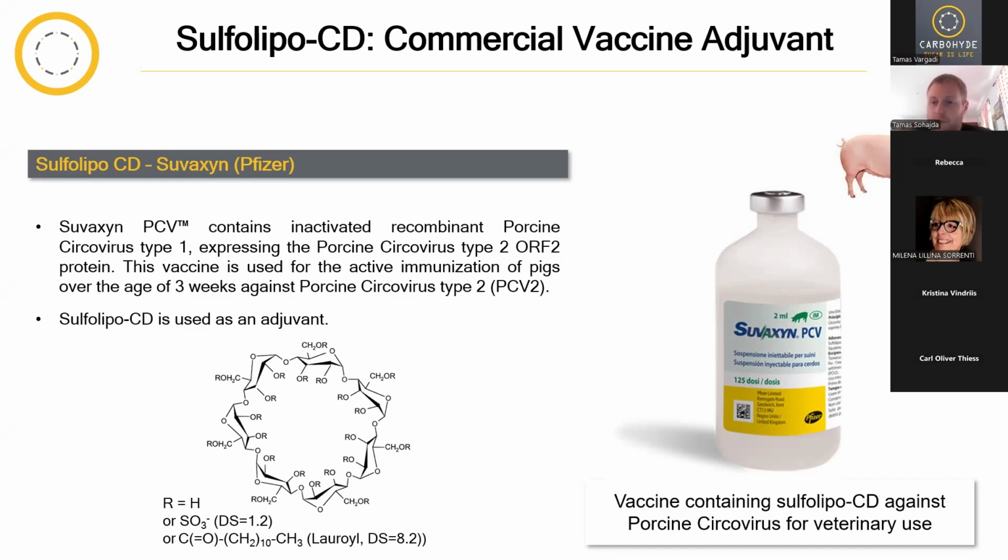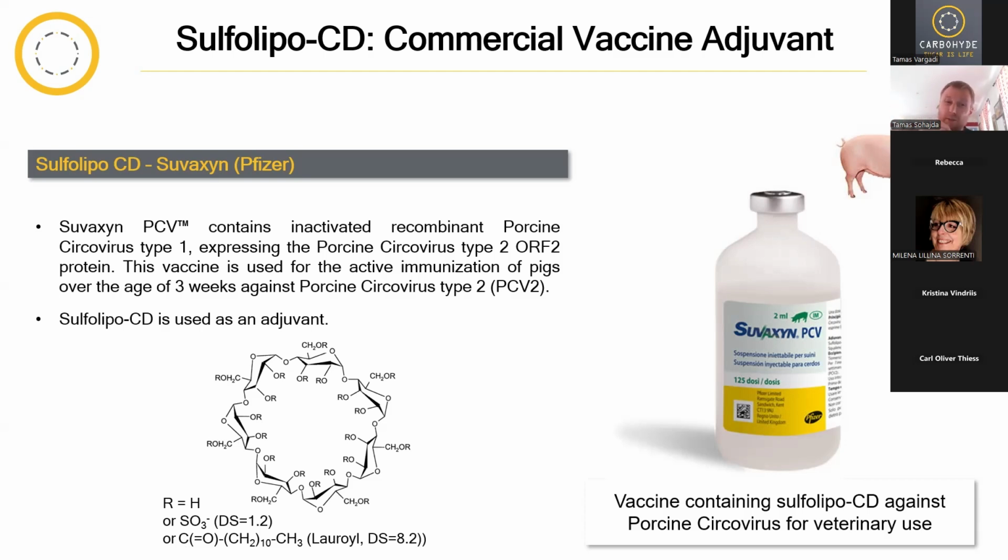So, Suvaxyn was the very first product that contained cyclodextrin as a vaccine additive, not as a formulating agent, but as an adjuvant. And this contains a special cyclodextrin, which is special also by its structure and also by its application. So, this is a sulfolipo-cyclodextrin, as you can see here. So, it contains a longer aliphatic chain and sulfate groups, which are, of course, related to the adjuvant effect of the product.